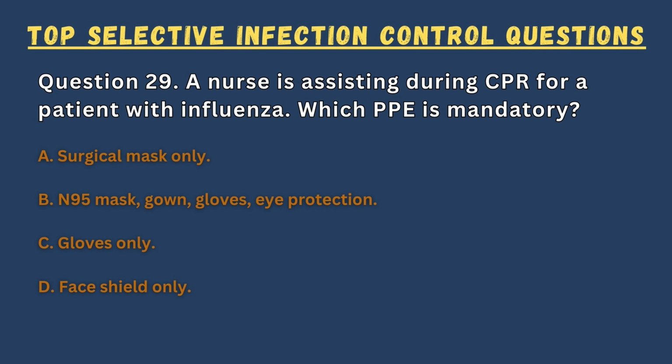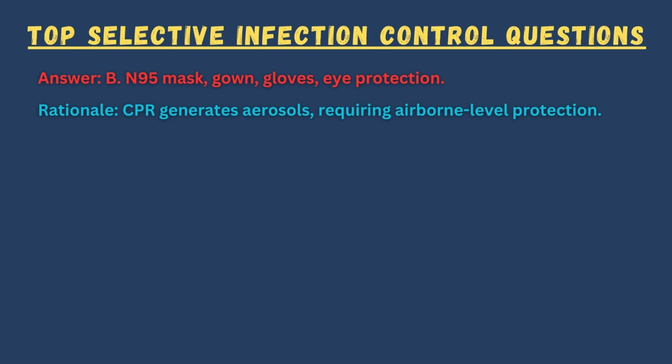Question 29. A nurse is assisting during CPR for a patient with influenza. Which PPE is mandatory? A. Surgical mask only. B. N95 mask, gown, gloves, eye protection. C. Gloves only. D. Face shield only. Answer. B. N95 mask, gown, gloves, eye protection. Rationale. CPR generates aerosols, requiring airborne level protection.